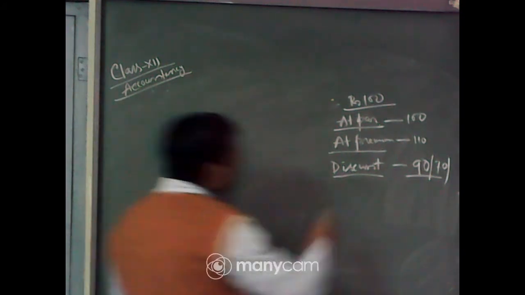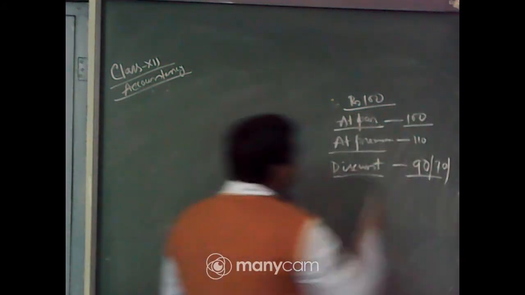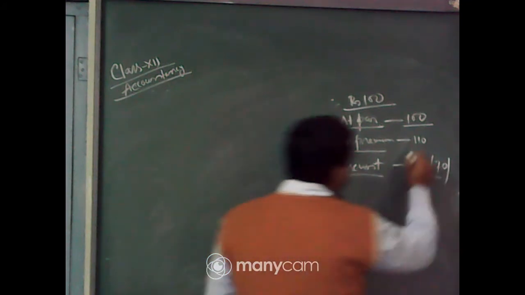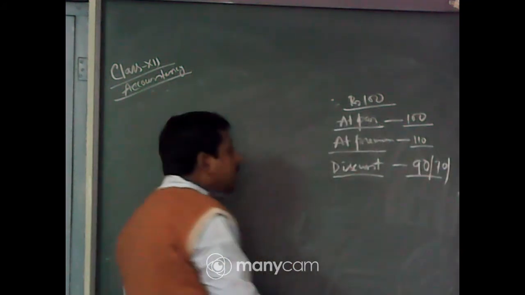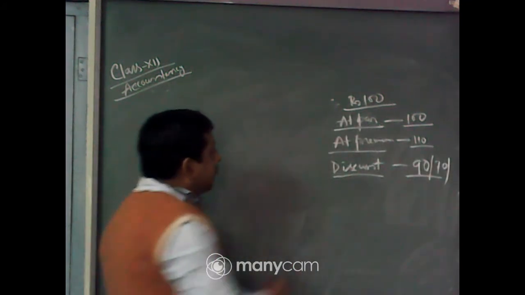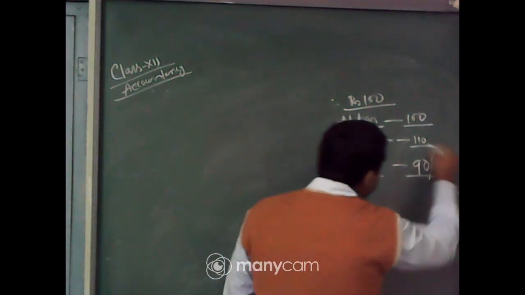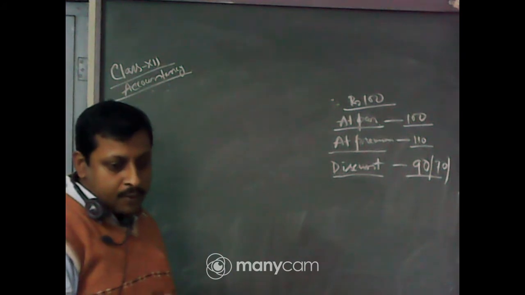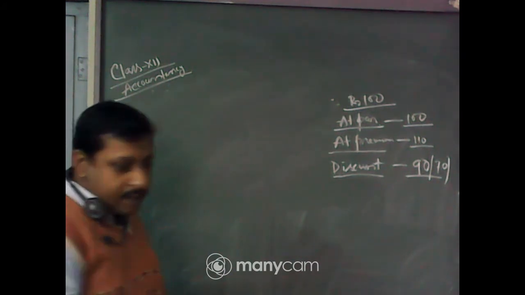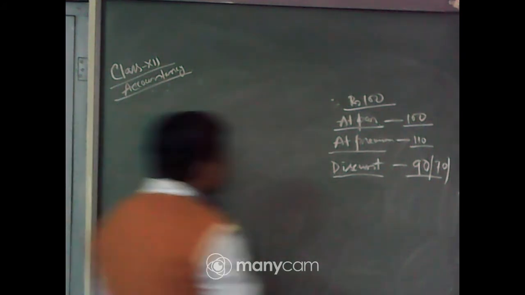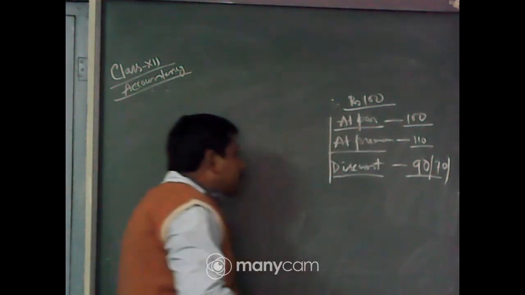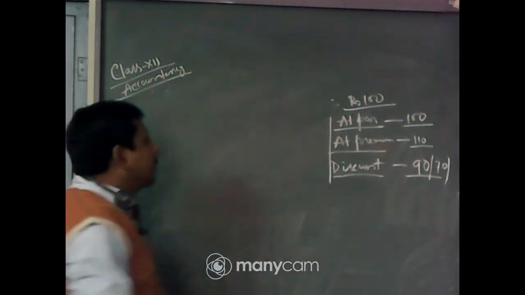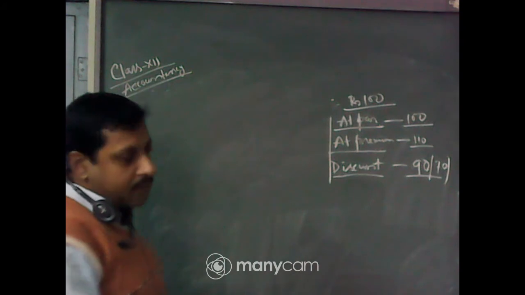So at par means whatever the face value is, you are issuing at that price. At premium means the price will be higher than the face value. At discount means the price will be lesser than your face value. Okay. So these 3 points you always remember: you can issue at par, you can issue at premium, you can issue at discount.